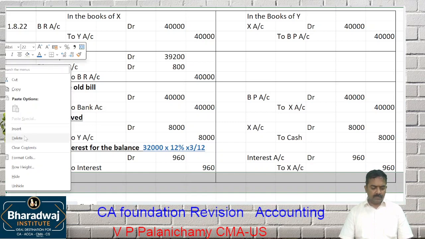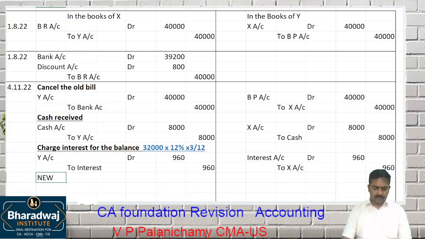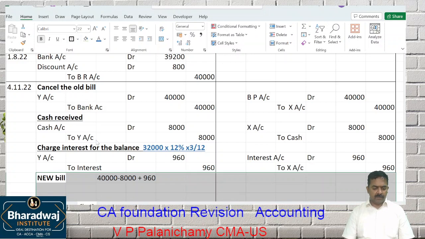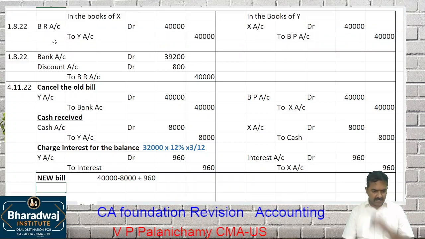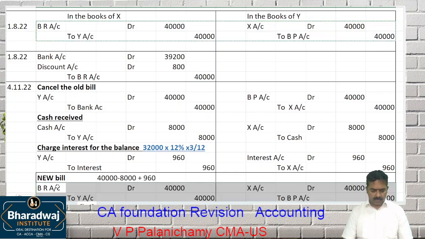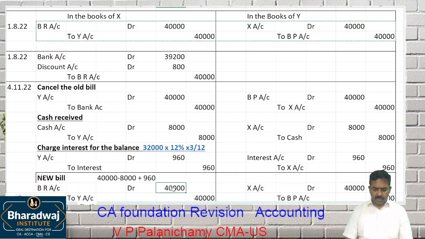Then draw the new bill. What is the new bill? 32,000. That is 40,000 already, minus 8,000 collected, plus interest 960. What will be the new bill value? So pass the entry for the new bill. How much?